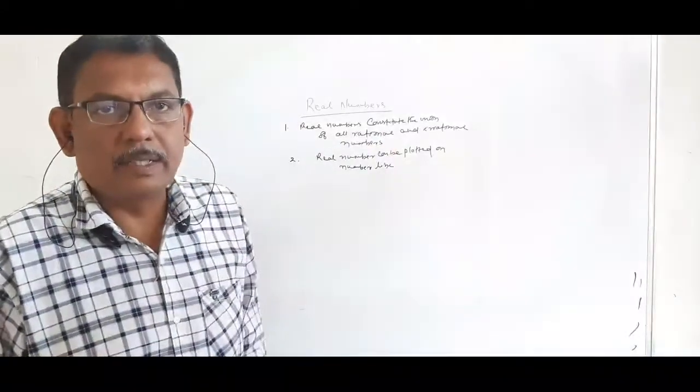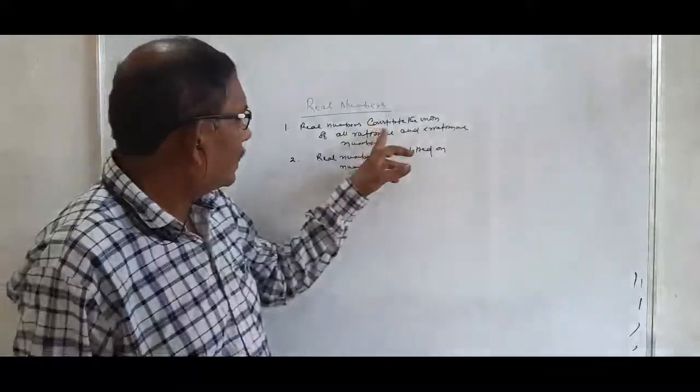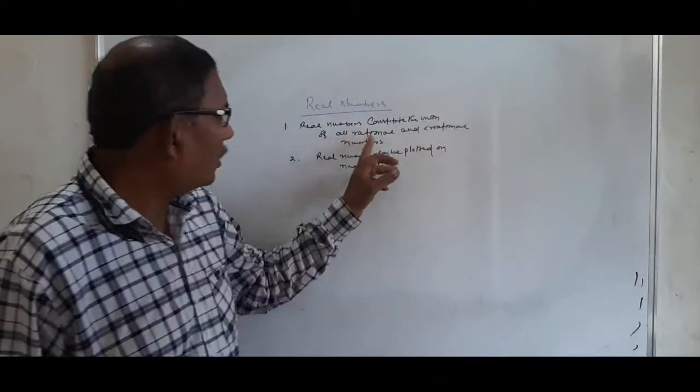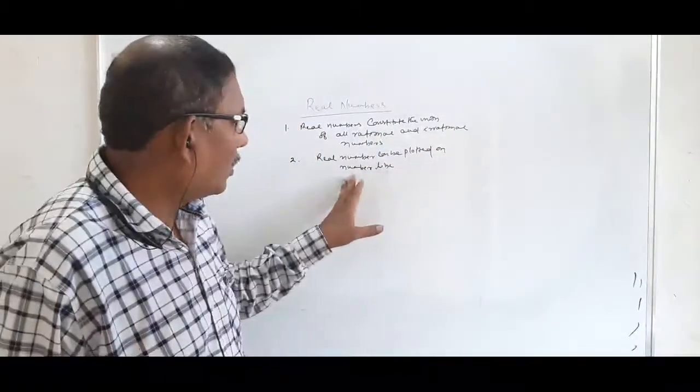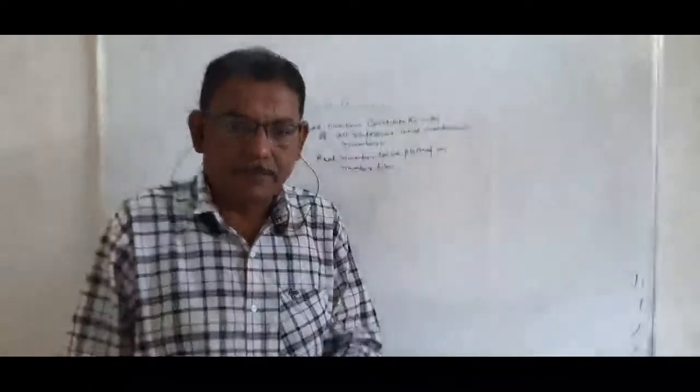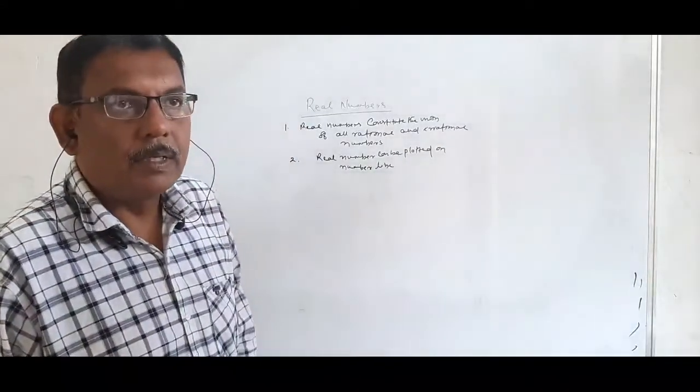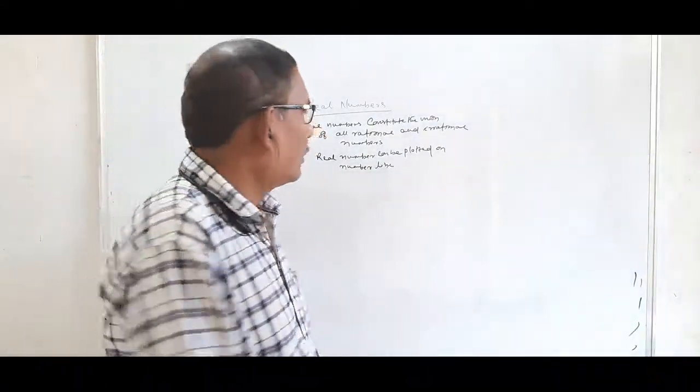So, what are real numbers actually? Real numbers constitute the union of all rational and irrational numbers. They can be plotted on your number line. Now come to the fundamental theorem of arithmetic.